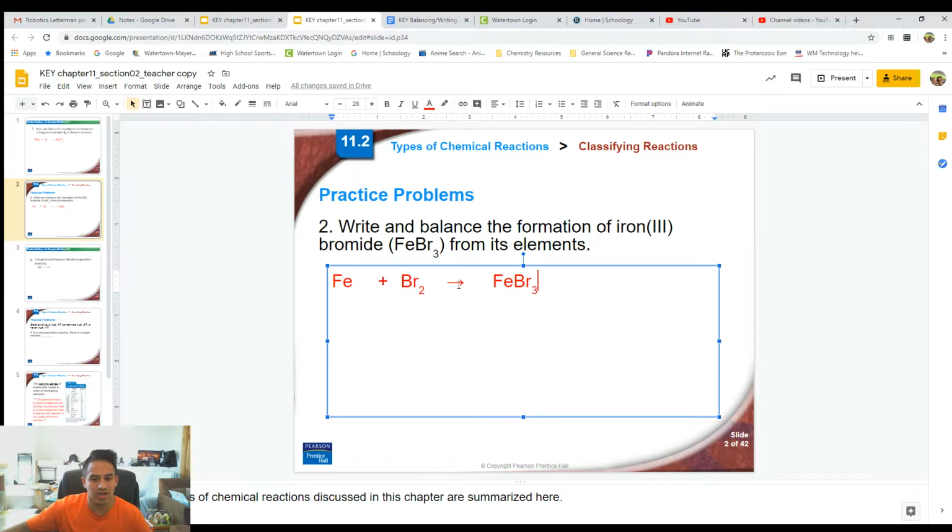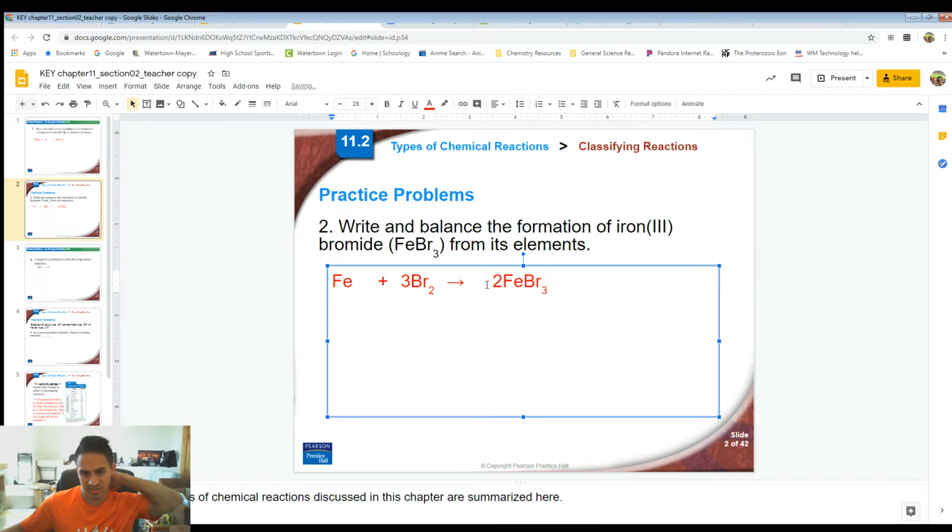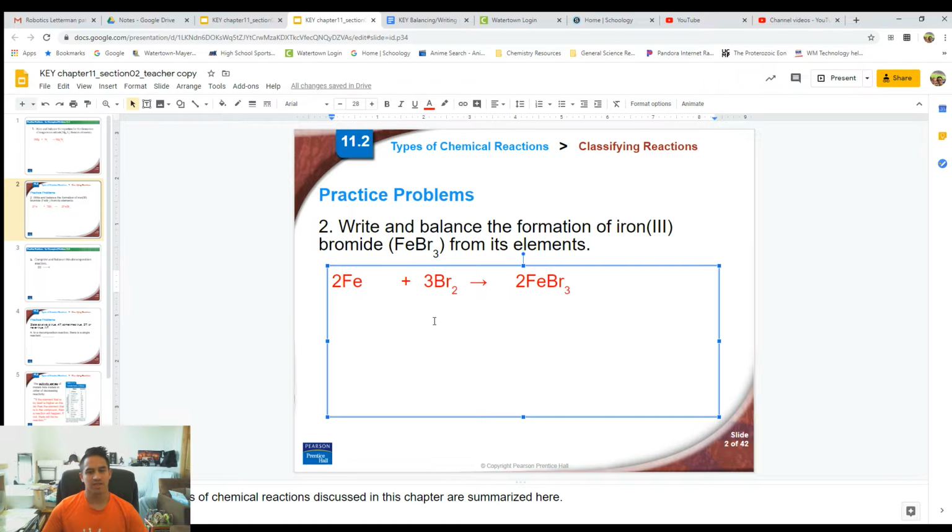The bromines are not balanced. We have 2 on the left. We have 3 on the right. So there's no whole number that we can multiply this 2 by to make it a 3. So we're going to instead think of what's the first thing that 2 and 3 both multiply into that they have in common. It would be 6. So if we put a 3 there, that gives us 6 bromines. We put a 2 there, that gives us 6 bromines. And then this unbalances our irons. So we're going to put a 2 in front of the iron there to balance that back up. And there we go. There is our balanced chemical equation.